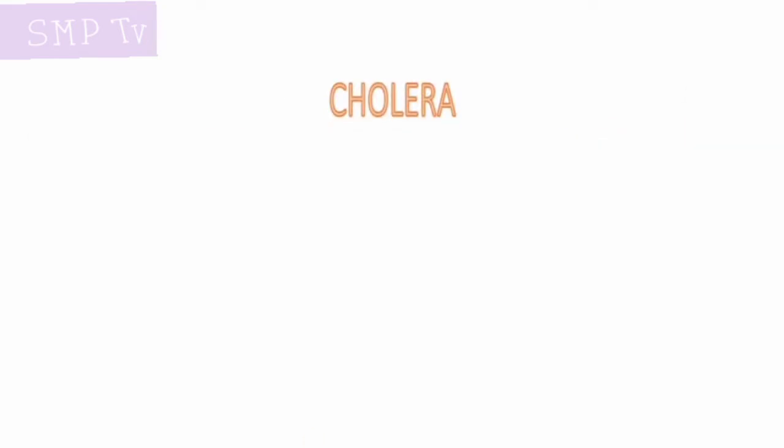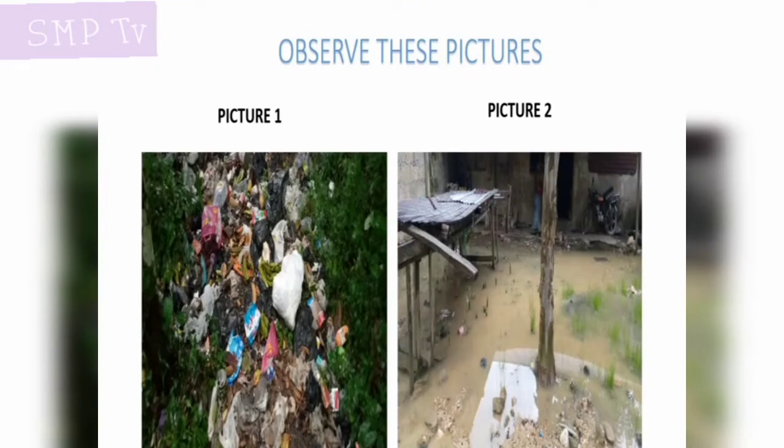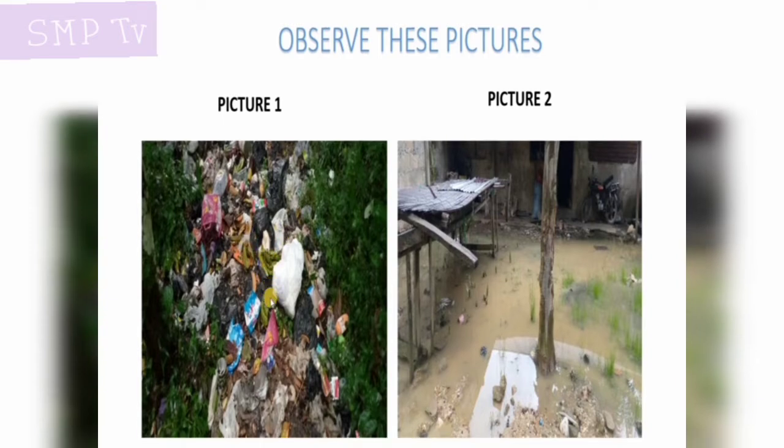So as a result of the picture, it may lead to cholera. Cholera is an infectious disease that causes severe watery diarrhea, which can lead to dehydration and even death. So when we go back to our picture, you can see that this is a field and it will breed a lot of bacteria, virus, and the rest. Great.